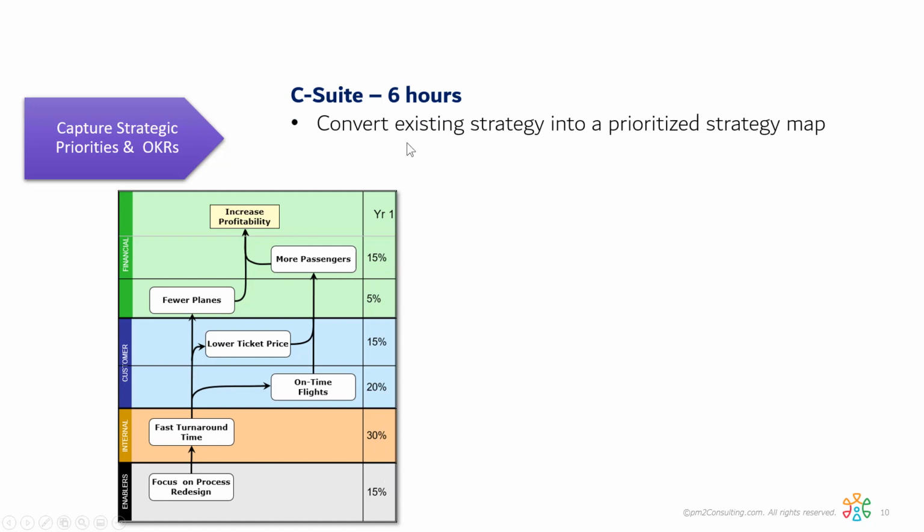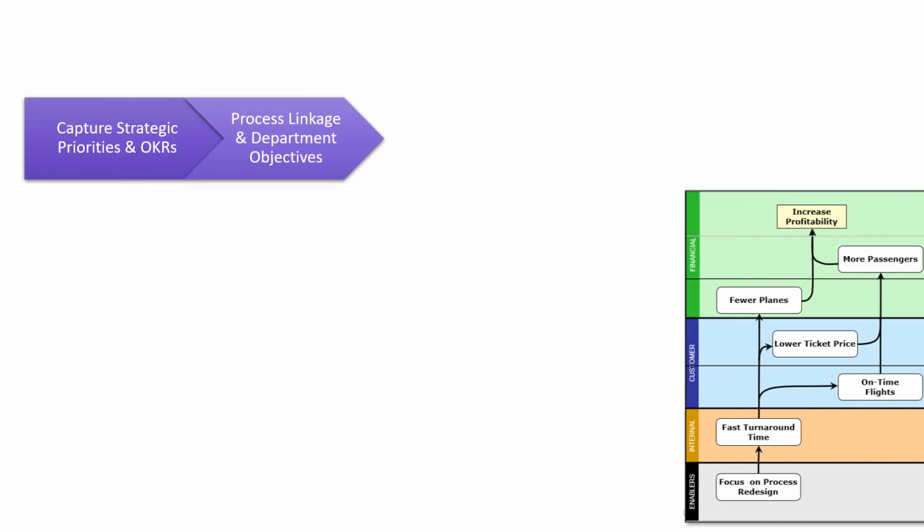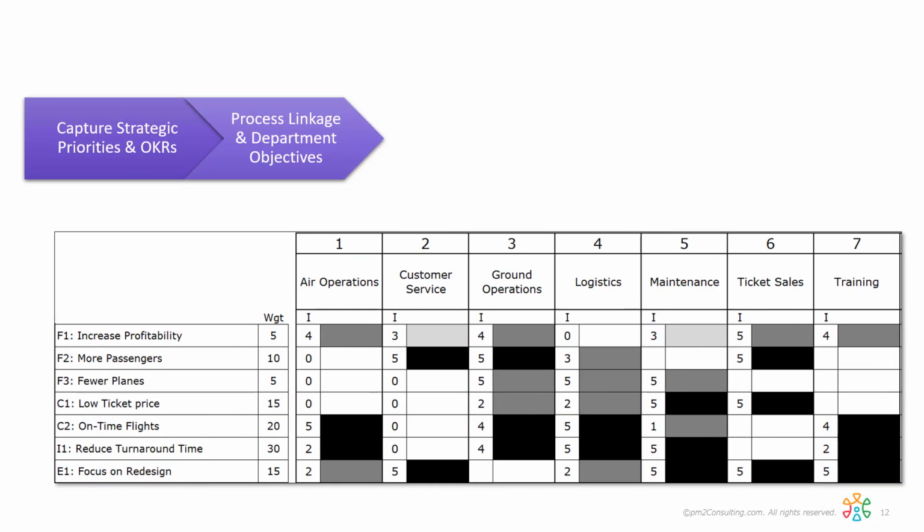Phase 1, we're going to take the senior leadership team and develop what's called a strategy map. The strategy map identifies the organization's key strategic objectives and how important they are for this period. That activity takes about 6 hours, and the trick is we take the existing strategy to create this prioritized strategy map, and then we link it to the existing agreed-to performance targets, things like your annual targets, budgets, and so forth.